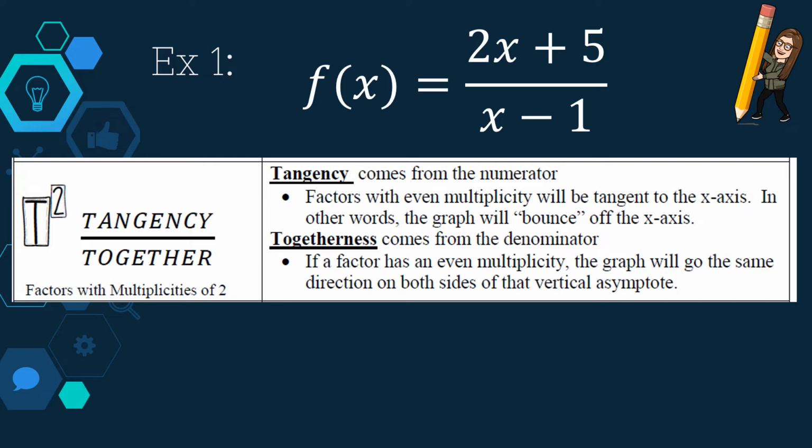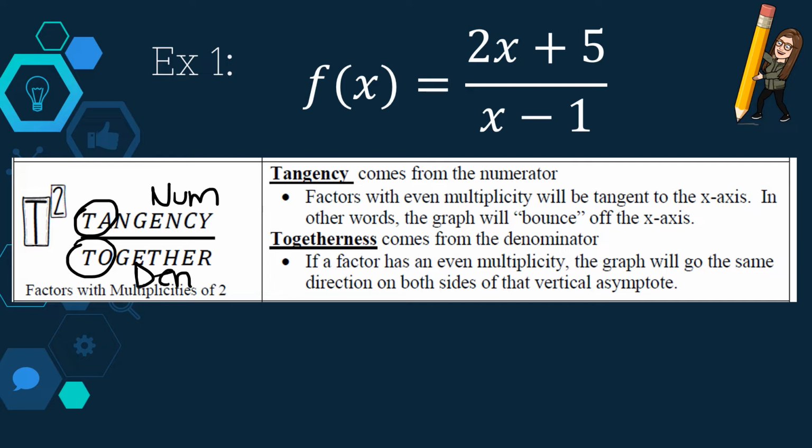Togetherness and tangency. All right, the best way to memorize this for T, you'll notice alphabetical. TA over TO, all right? We put it over as a trick to remember. Tangency deals with the numerator. That's why it's on top. And togetherness deals with the denominator. That's why it's on bottom.